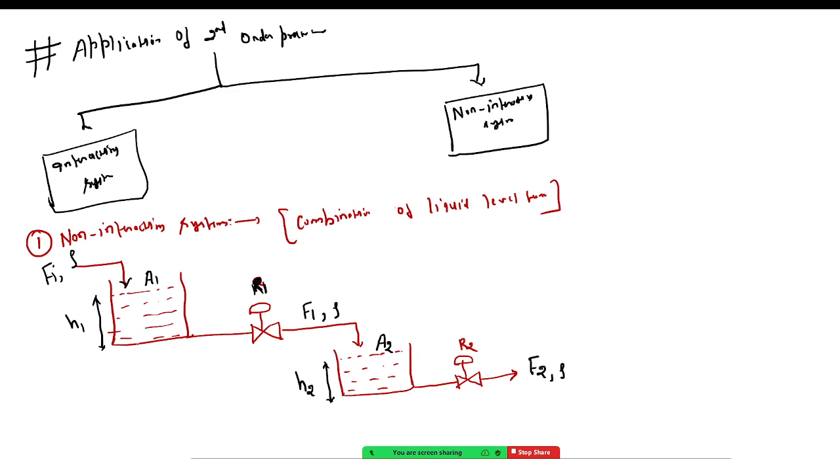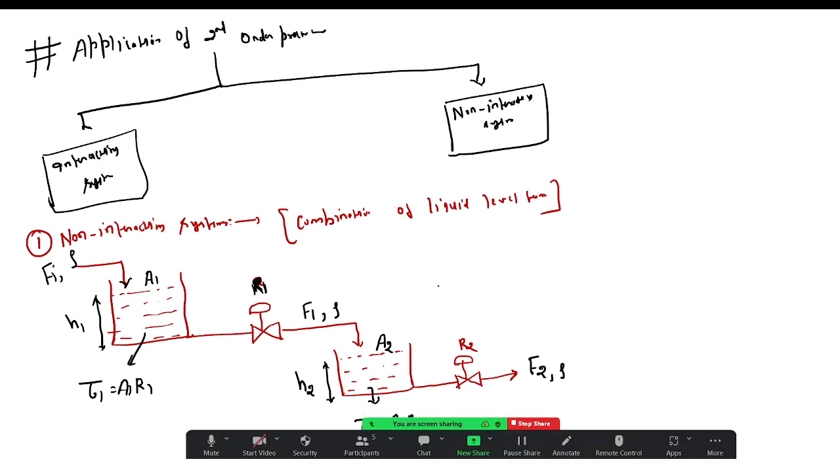If I want to calculate the time constant that I discussed yesterday, tau 1 equals A1 into R1, and the time constant for this tank, tau 2, equals A2 R2. Fine. So this system can be broken into two parts. First, this one is a single tank, and second, this one is also a single tank, right? Any doubt? I can break this.